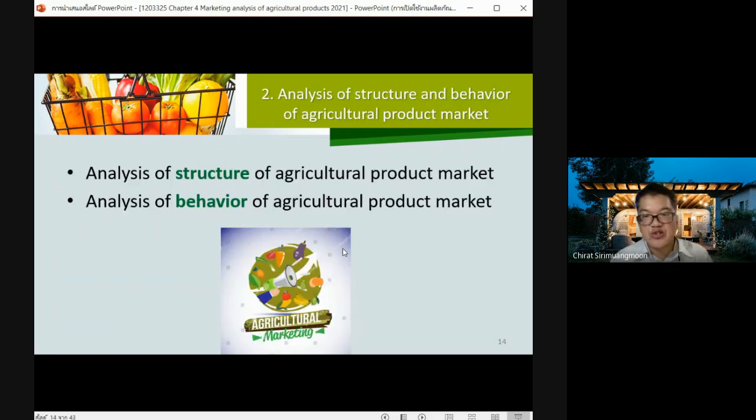So we just finished the first main part, which is MIS. And the second main part is actually the analysis of structures and behavior of the agricultural products market. So we're going to talk about 2 topics here, which are the analysis of the structures and the analysis of the behaviors for the agricultural products market.